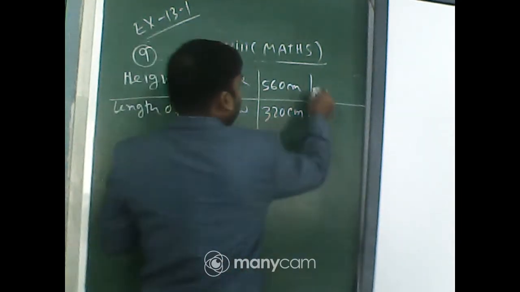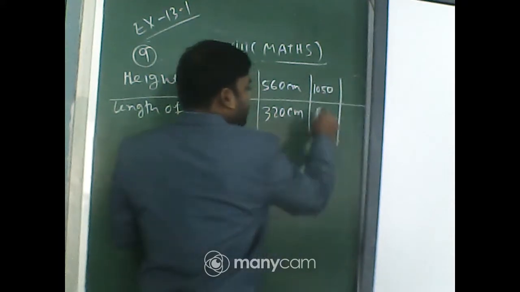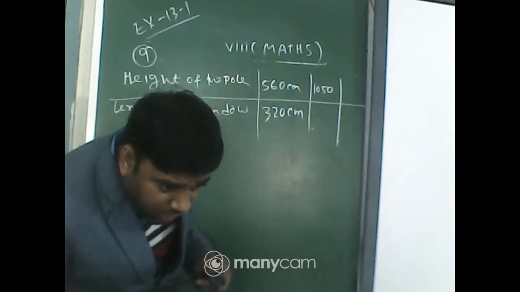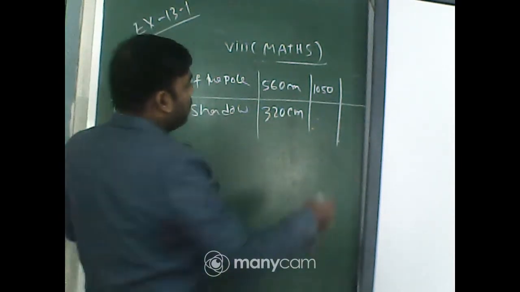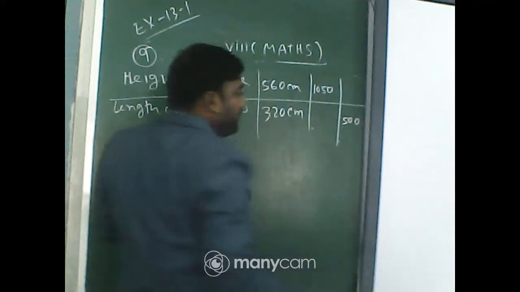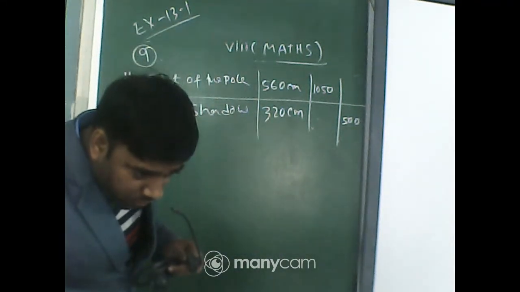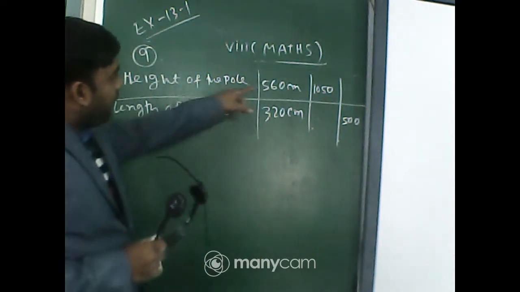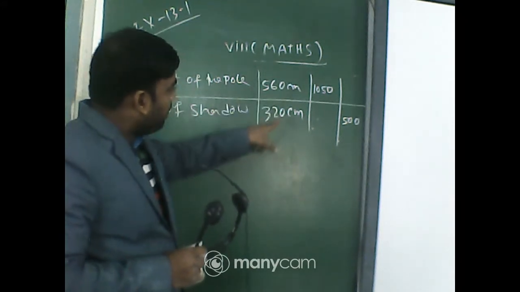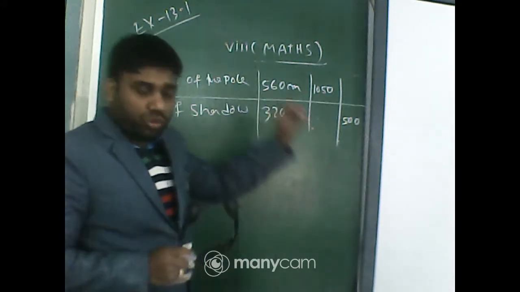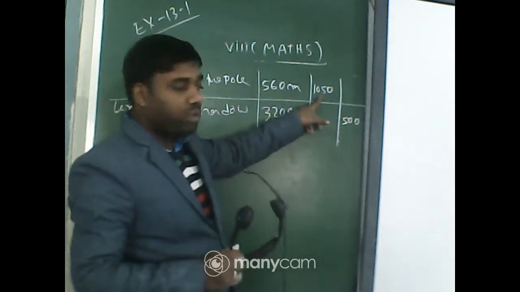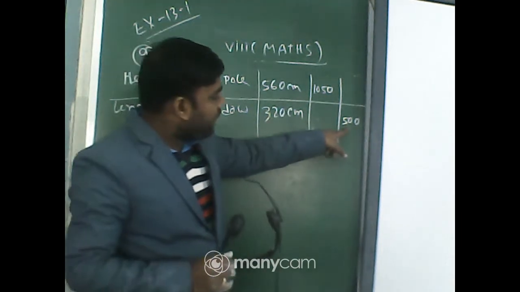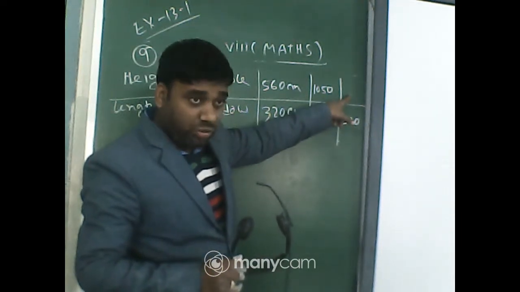That is 1050 centimeters. What will be the length of the shadow? And the third part: if it casts a shadow 5 meters long, that is 500 centimeters, what will be the actual height of the pole? So first, a 560 centimeter pole makes a shadow of 3 meter 20 centimeter. When the height of the pole is 10 meter 50 centimeter, what will be the length of the shadow? And if the shadow is 500 centimeters, what will be the height of the pole?